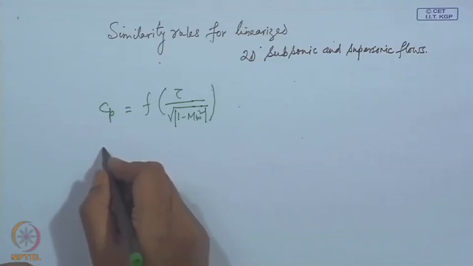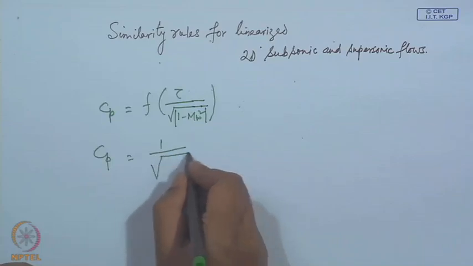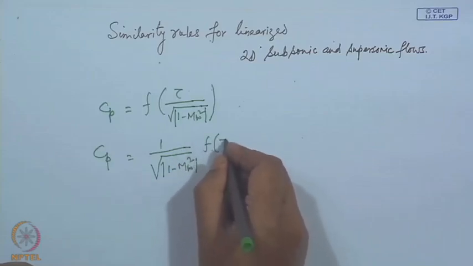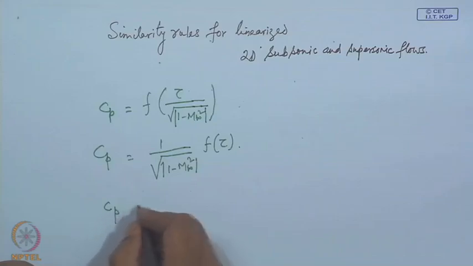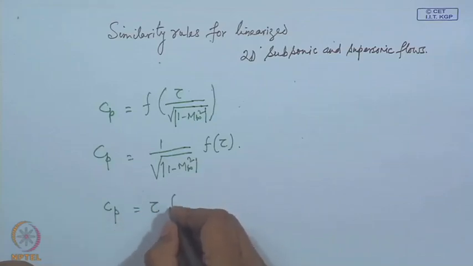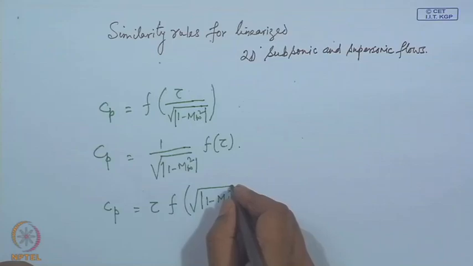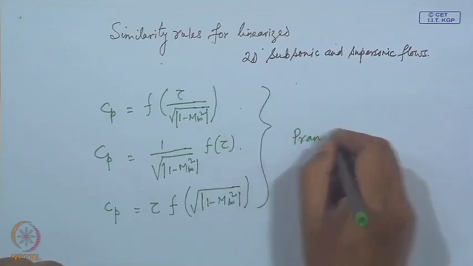And for another choice of A we obtained tau, and for another case we had tau function of root over 1 minus M infinity square, and all these, as we mentioned, are called Prandtl-Glauert rules.